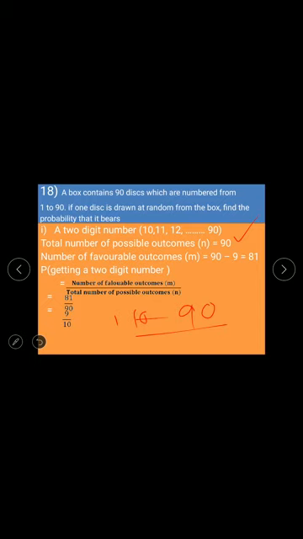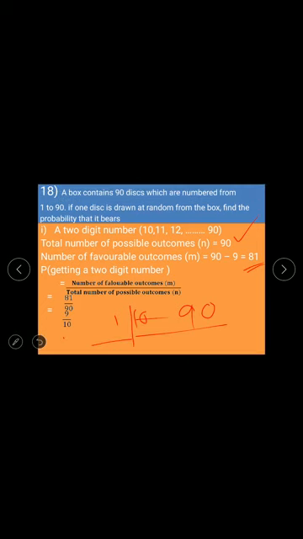Total 90 are there. So before this 10, how many are there? 1, 2, 3, 4, 5, 6, 7, 8, 9. How many are there? 9 are there. That means from that 90, 9 of them are not 2-digit numbers. They are single digit. So how many 2-digit numbers are there? Instead of counting from here, it is easy to subtract 9 from the total, and we get the 2-digit numbers.